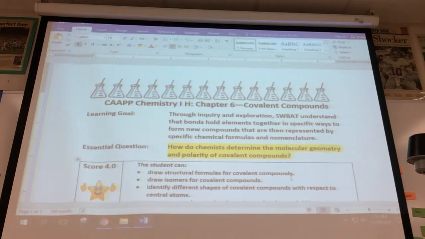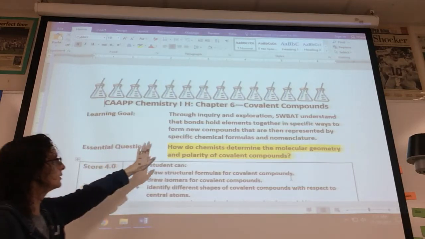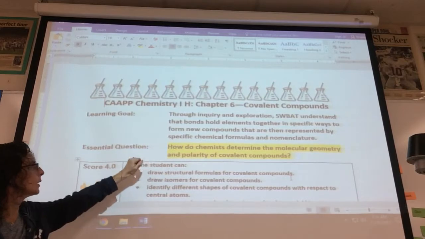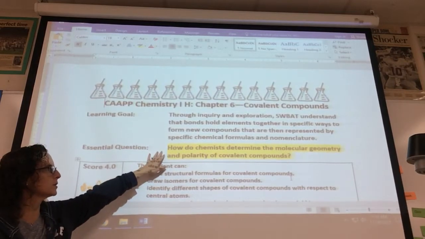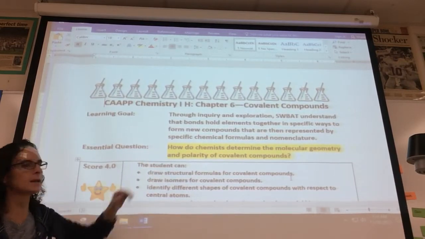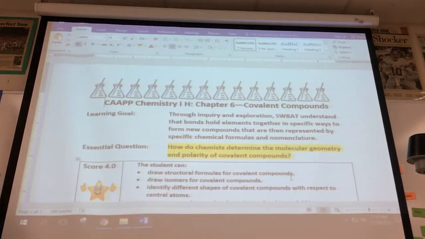We've been talking about bonding, and in the previous chapter, we looked at ionic compounds, and ionic compounds are formed through a transfer of electrons. In this chapter, we've been talking about covalent compounds, and covalent compounds are formed through a sharing of electrons. Last time, we learned how to draw the compounds, everything fitting into our learning goal. Today, the main question we want to address is how chemists determine the molecular geometry and polarity of covalent compounds.